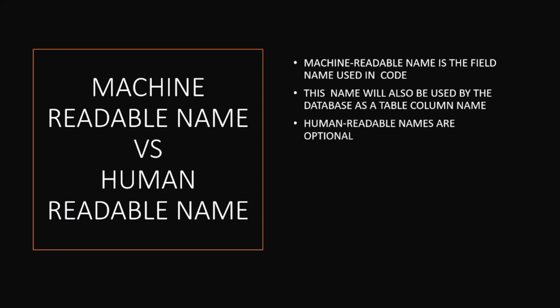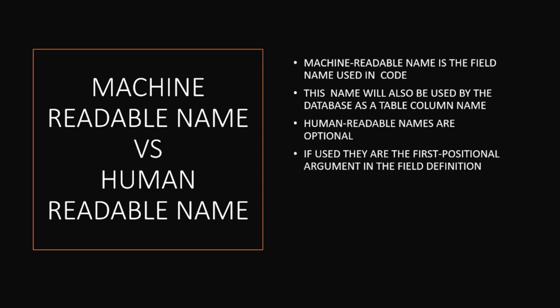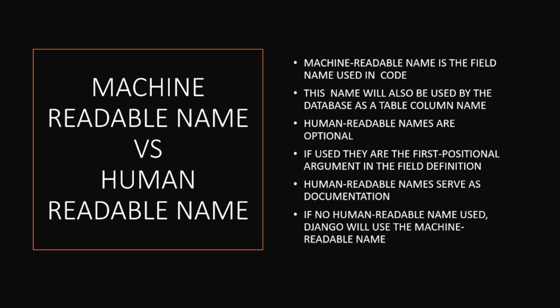The human readable name is optional. If used, it is to be the first positional argument in the field definition. Human readable names are for documentation purposes. If they're not used, then Django will use the machine readable name, right?